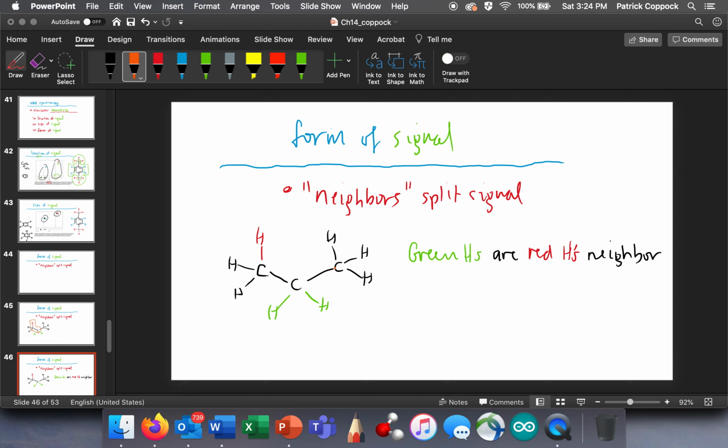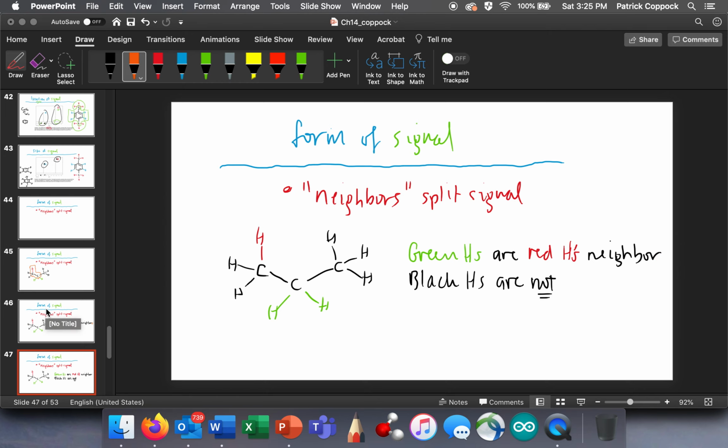So the green hydrogens are the red hydrogen's neighbors. Do you see that? Neighbors. For my grammar, subject-verb agreement. Okay? So the green hydrogens are the red hydrogen's neighbors. The black hydrogens are not. The temptation sometimes is to go, well, a neighbor must be somebody who's close. Well, here's a close hydrogen, but he's not a neighbor. He's not a neighbor because he's in the same house, really, if you can think of it like that.